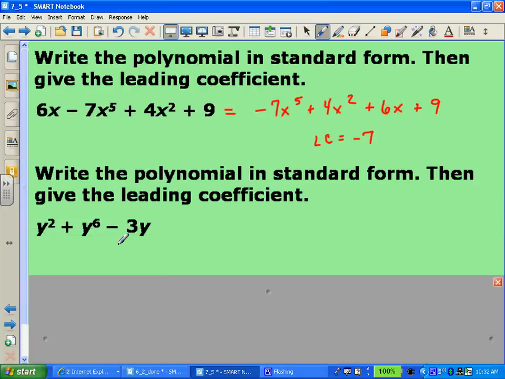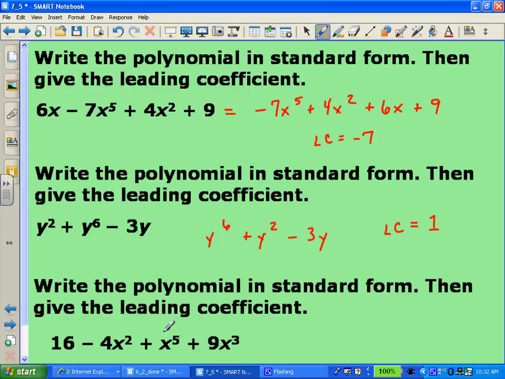Let's look at another one here. So y to the 6th has the largest degree, then y to the 2nd, then -3y. So there's standard form. My leading coefficient is just 1. If there's not a number in front of the variable, we know it's 1.